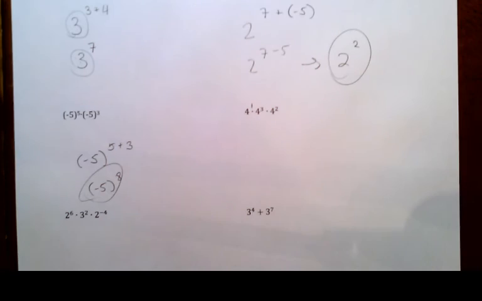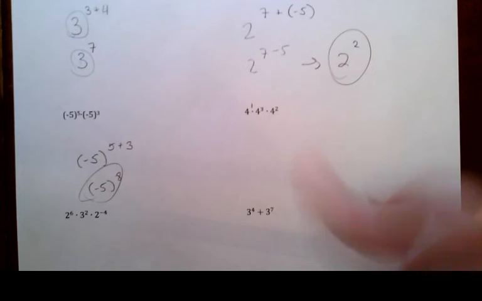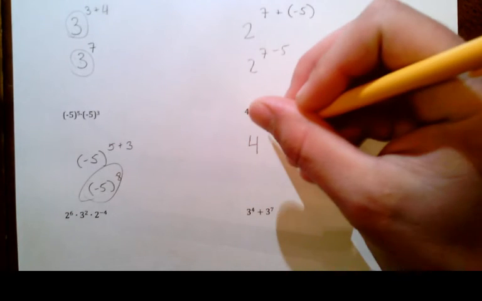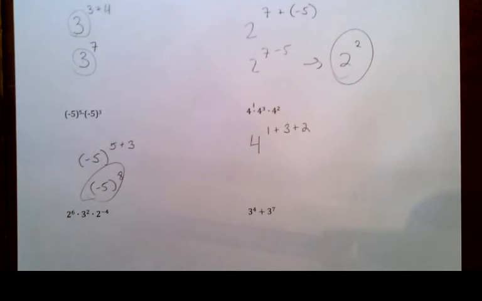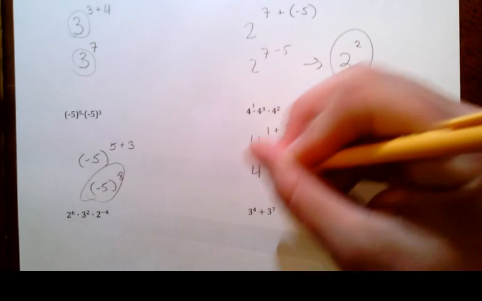So if you're missing an exponent, feel free to put a little 1 in there to let yourself know, meaning that I could do the product rule for all 3 of these. 1 plus 3 plus 2. Based off of this, I can add them all up, and that's going to give me 4 to the 6.